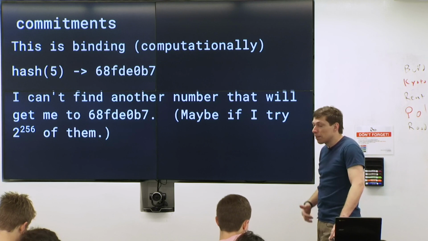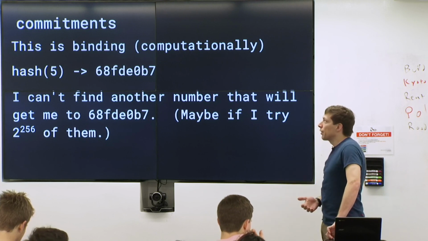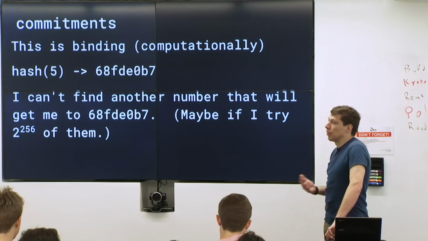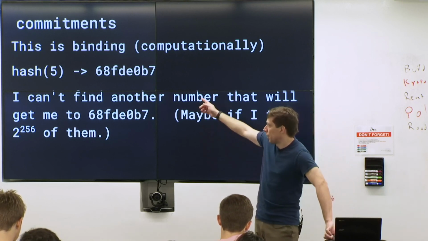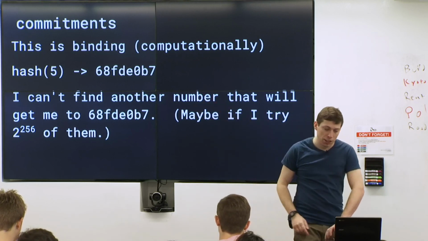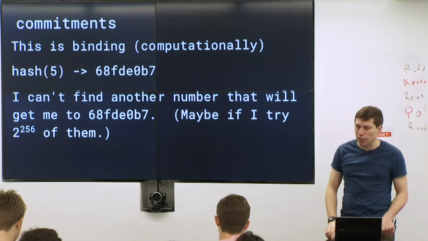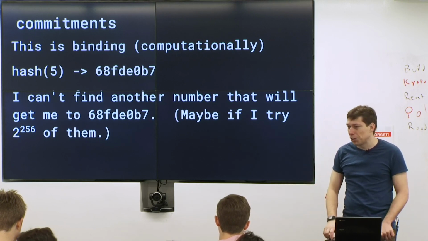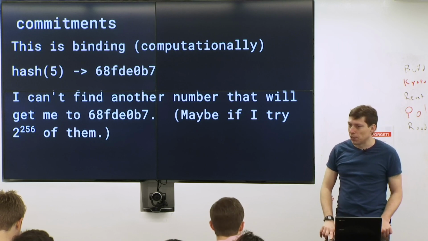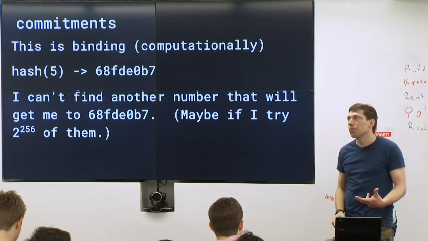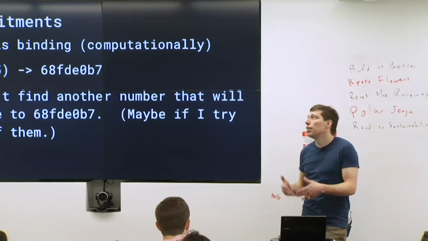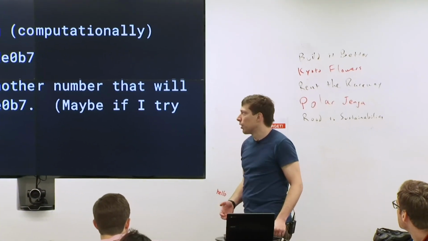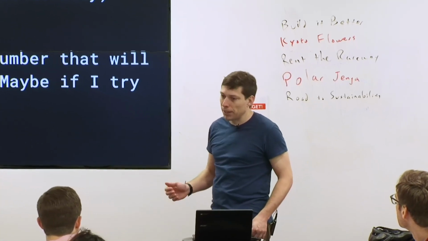If I had some amazing computer that could perform infinite calculation, I could actually find a collision. So there's the distinction between computationally and information theoretically. Information theoretically is stronger, where even if I had the most powerful computer, I still couldn't do this. Whereas in this case, it's computationally binding.